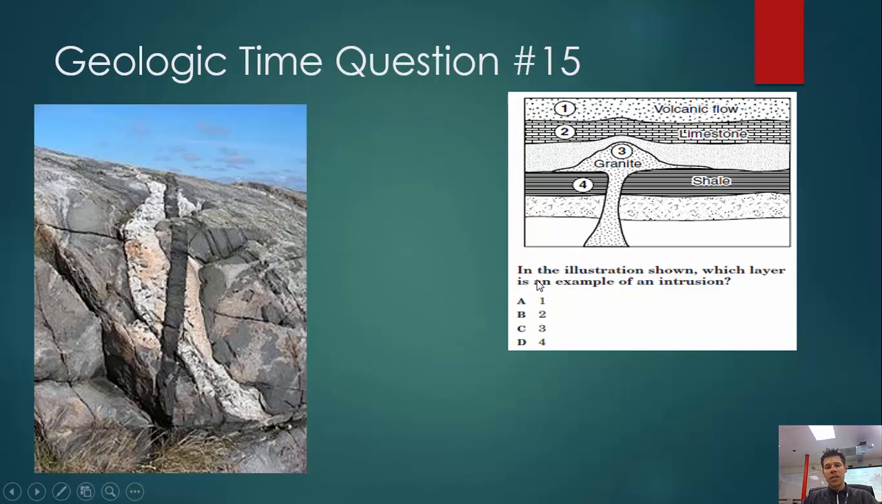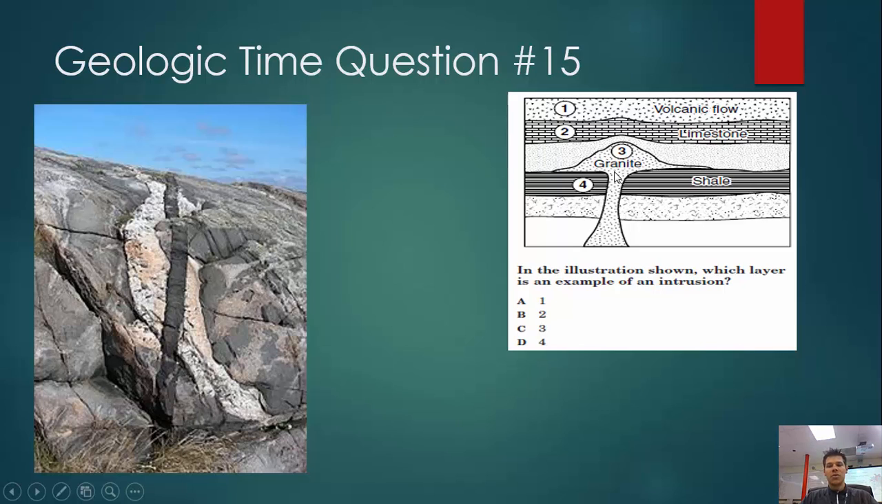Alright, so let's look at the diagram now. In the illustration shown, which layer is an example of an intrusion? Remember, intrusion, like an intruder, somebody that breaks into your home would be an intruder. This is an intrusive rock, a rock that breaks through the other layers. And after you understand what the intrusion means, it's very obvious which one is doing that, and that's number 3.